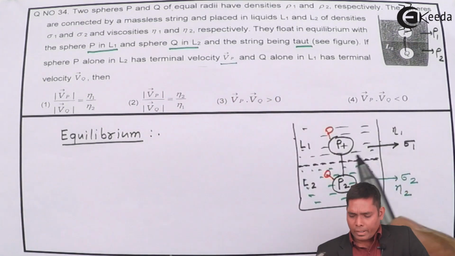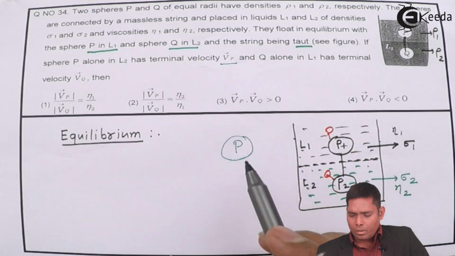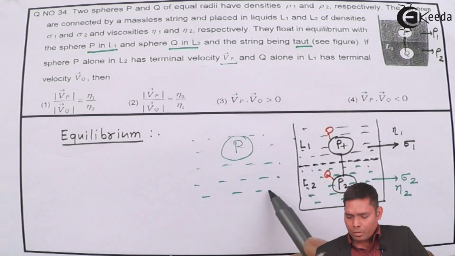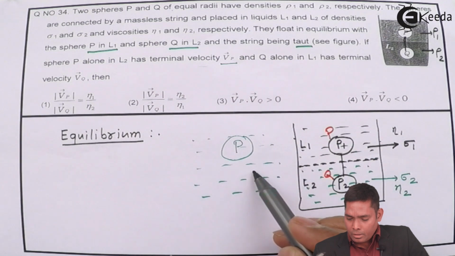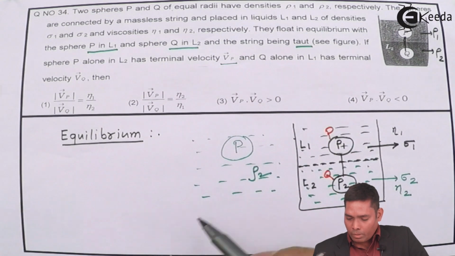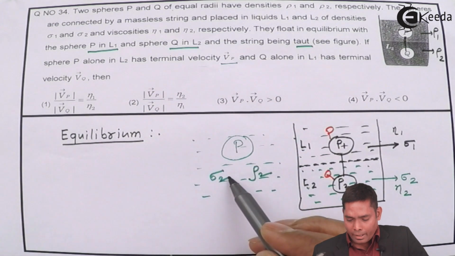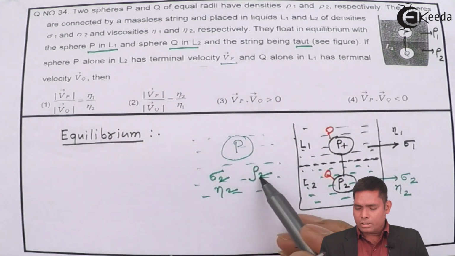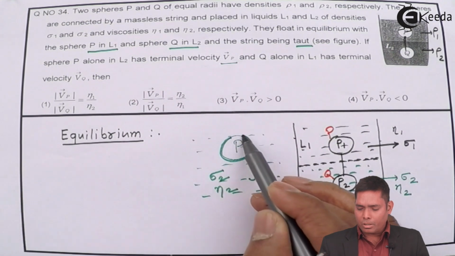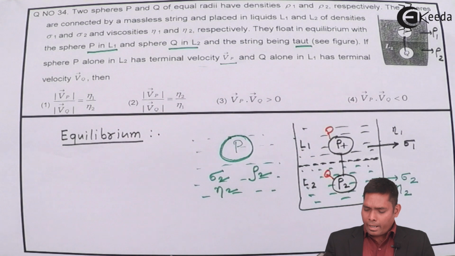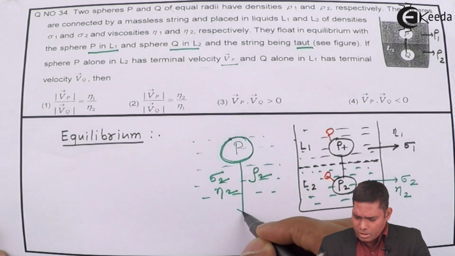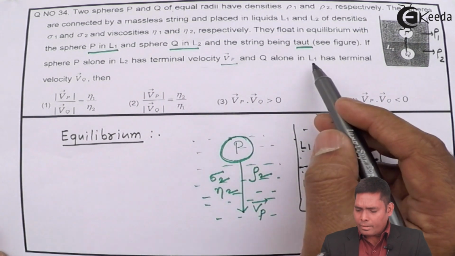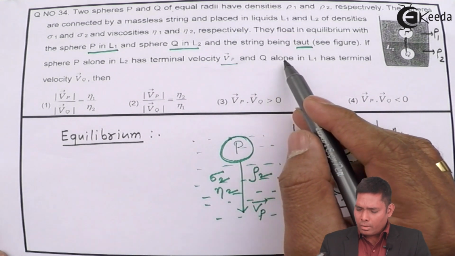So Vp is when the solid sphere is dipped in the liquid L2 that is having density sigma 2 and eta 2. Eta 2 is the coefficient of viscosity of the liquid, and sigma is the density of the liquid. This is the density of the material, that is the sphere of which it is made up. So in this case, the terminal velocity this object will attain is Vp.